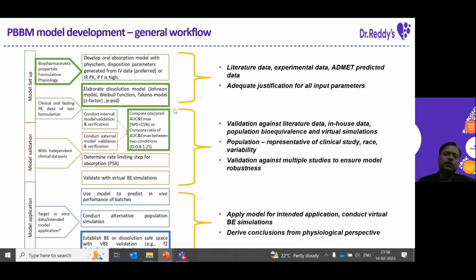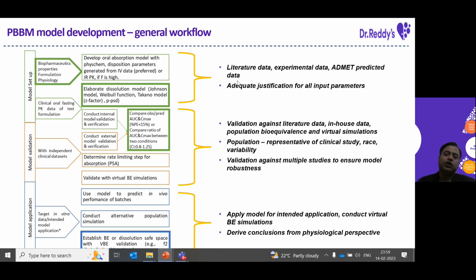So this slide for the PBBM model development gives a general workflow. It primarily involves three main steps. First, the model setup, then the model validation, and finally the model application. In terms of the model setup, we will look into the biopharmaceutics properties, the formulation aspects, and the physiology. This kind of information we can get from the literature. We can generate experimental data, or we can also use tools like ADMET Predictor to arrive at those parameters.